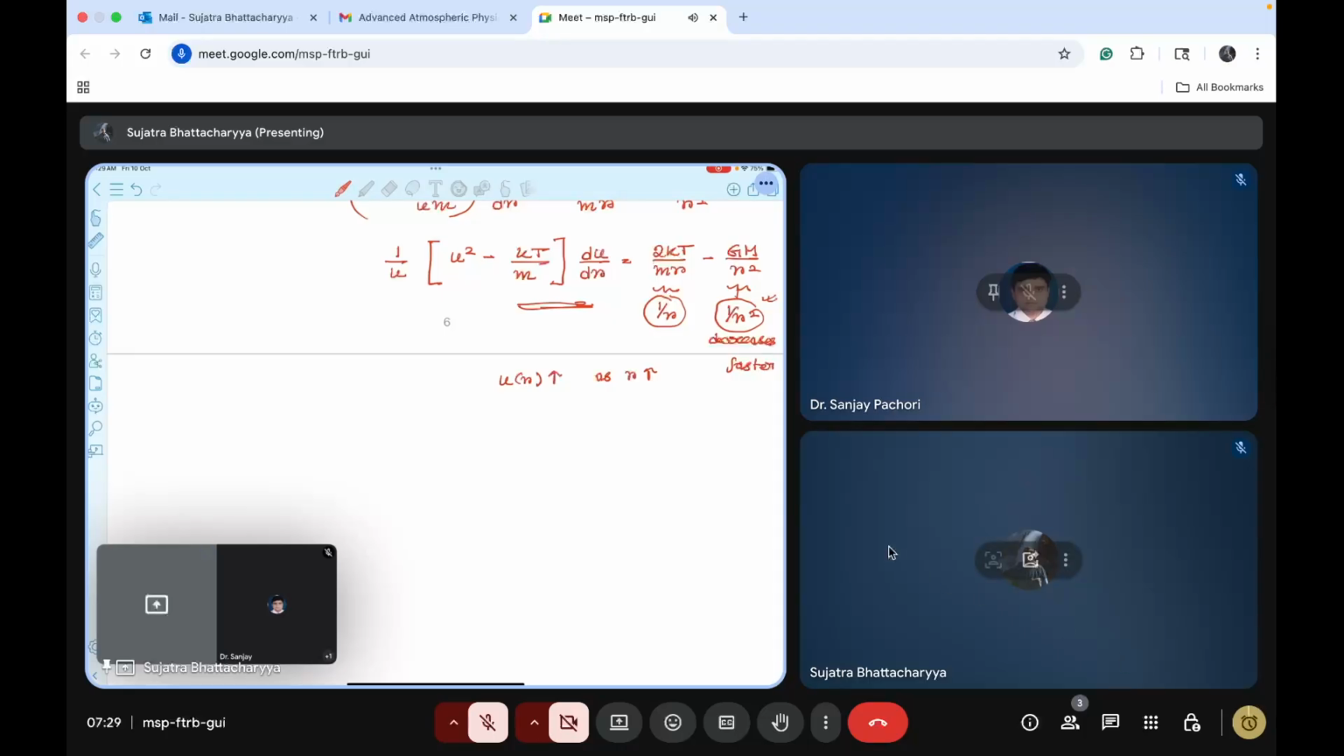And I think near the surface, this GM by r square will be much, much larger. So this expression becomes negative in some way, the RHS becomes negative. So we will see each and everything.